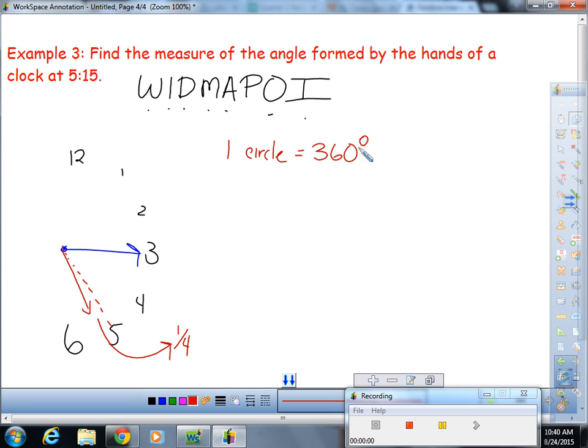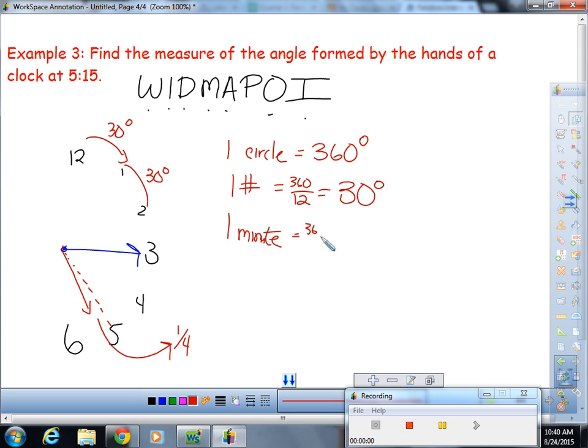Well, then if there are 12 numbers on the circle, one number will be 360 divided by 12, which is 30 degrees. So each time, that is 30 degrees. Okay, well, what about 1 minute? Oops, 1 minute. Well, that's going to be 360 divided by 60, so that's 6 degrees.